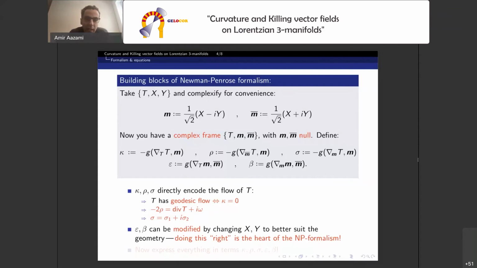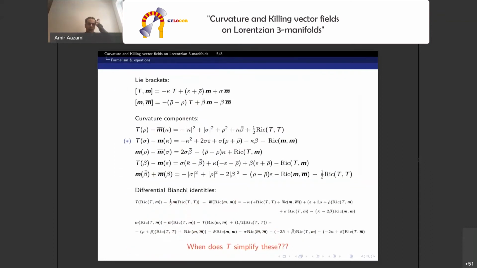Okay, so once you have your frame, once you've written out your spin coefficients, the spirit of the Newman-Penrose formalism is to express everything in terms of them: Lie brackets, covariant derivatives, curvature components, derivatives of them. And the nice thing is that in dimension 3, there aren't that many equations. You can actually fit them in one slide. So here they are. There's a lot of stuff on this screen. All I want you to notice is that everything is expressed in terms of our complex frame, T, M, and M bar. And other than Ricci tensor terms, everything is in terms of these 5 spin coefficients, just like in the 4D version, of course.